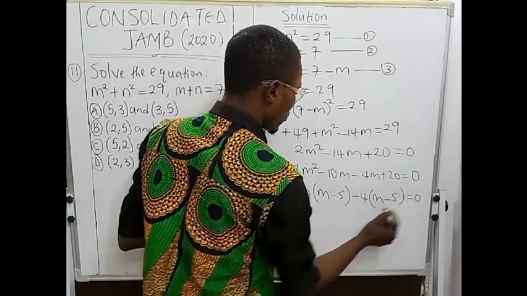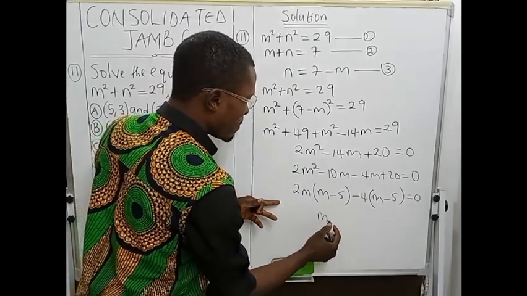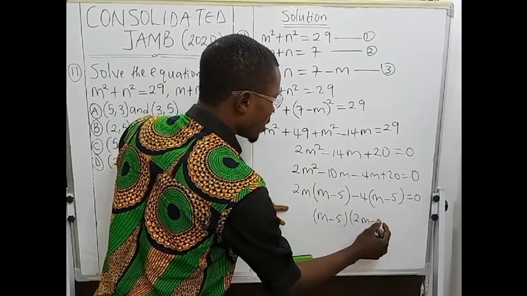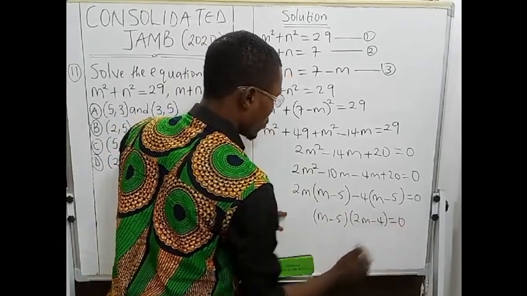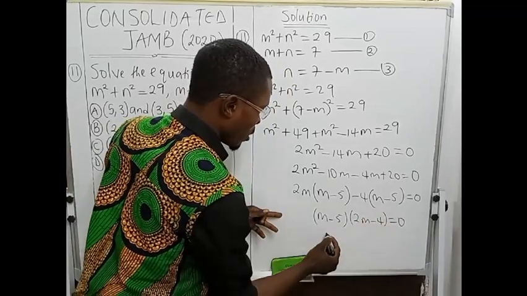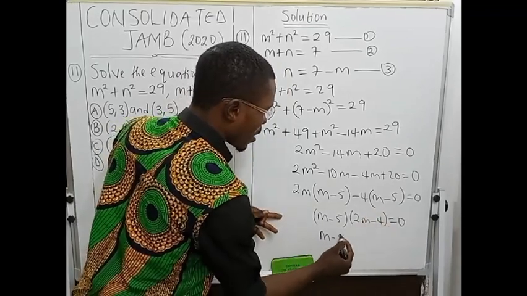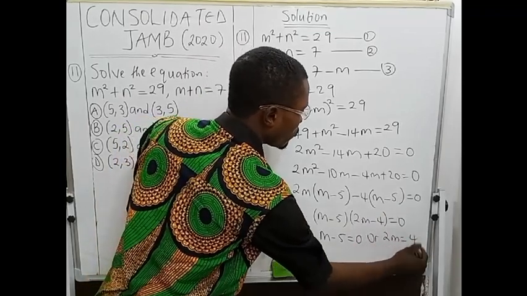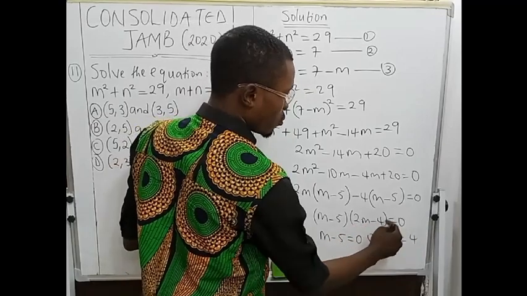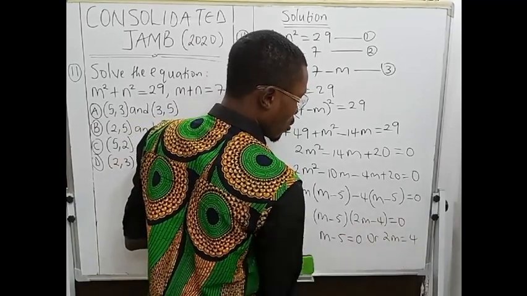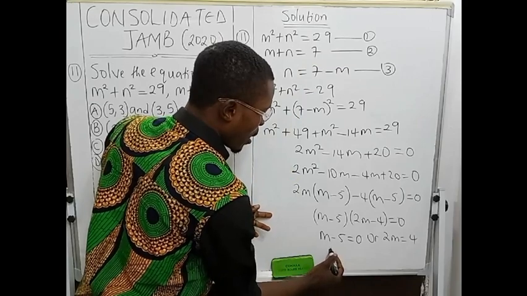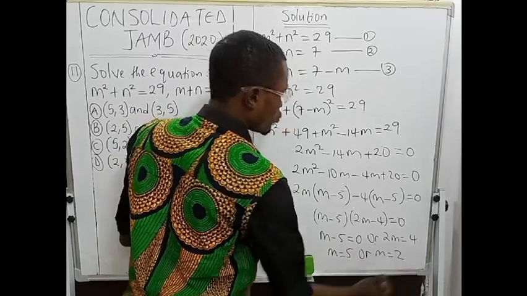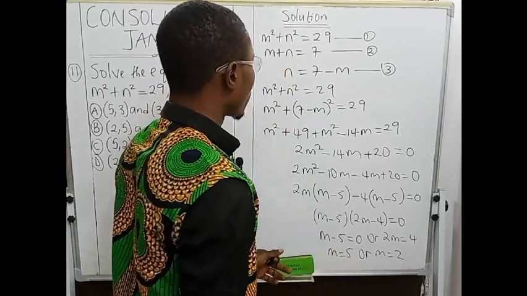Equals 0. This implies that what? m minus 5, 2m minus 4 equals 0, right? So I have what now? m minus 5 equals 0, or 2m equals 4. Because 2m minus 4 equals 0, 4 goes there, becomes 4. 2m equals 4, and I have m equals 5 or m equals 2. m equals 5, 2. All right.